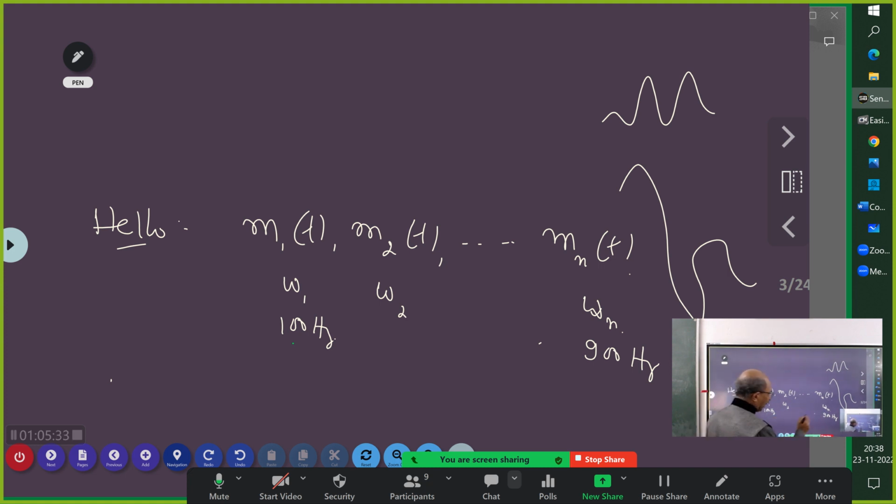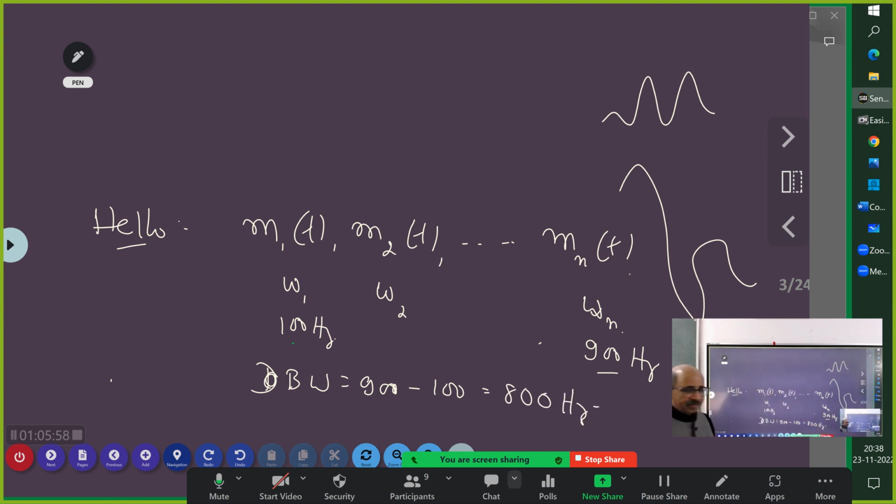Now that means my hello has got a bandwidth. What is the bandwidth of my hello? The bandwidth of the hello is the maximum frequency that is there in my hello minus the minimum frequency. So my bandwidth is 800 Hertz. Got it? Clear? The baseband signal is the combination of all this. Exactly. Now hello becomes the baseband signal.